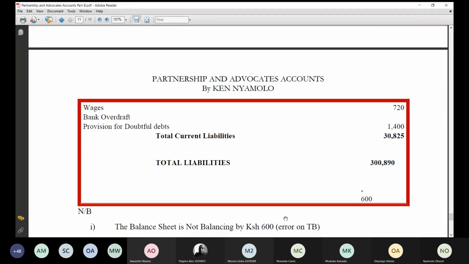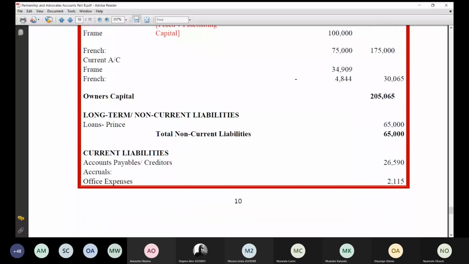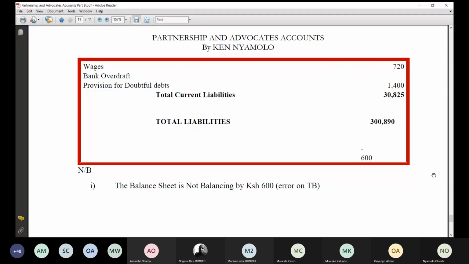And you realize that our total liabilities and total assets are not balancing. There's 300,890 and 300,290. We have an imbalance of 600, and I told you that if you go to your trial balance and you balance, it is balancing at 640,001 against 640,601. So the examiner just forced the trial balance to balance, and that is why I also told you that you don't need to.